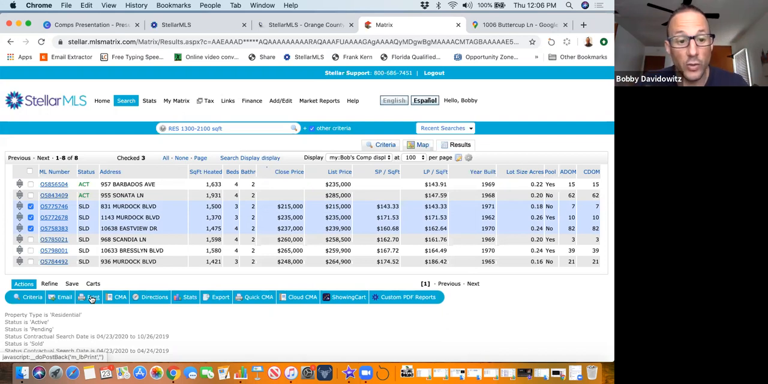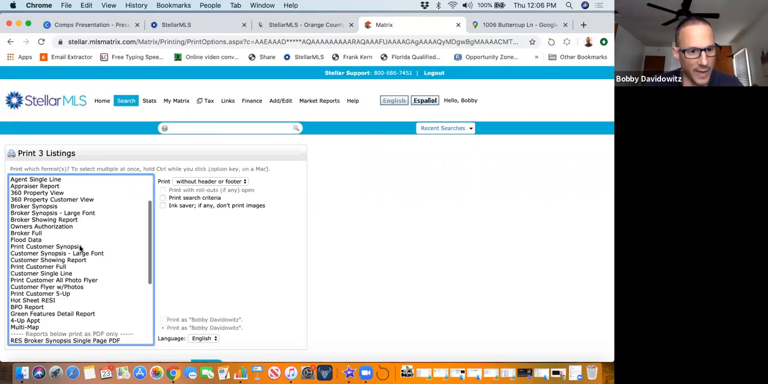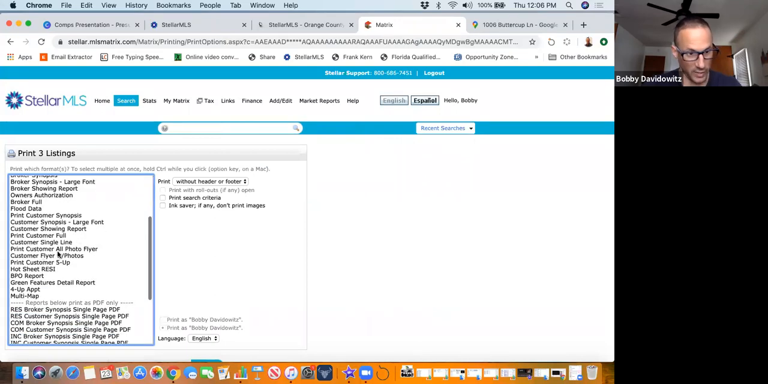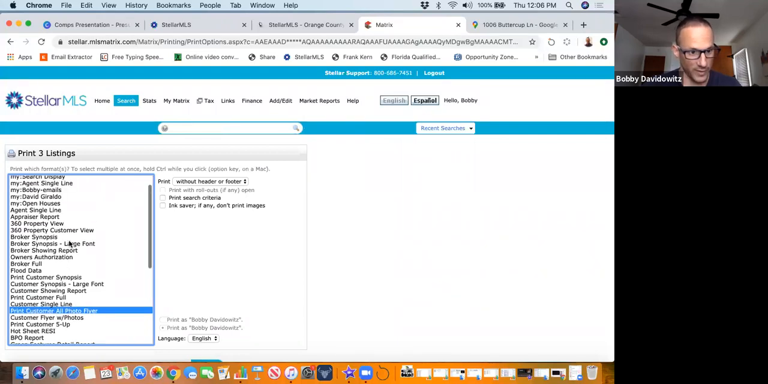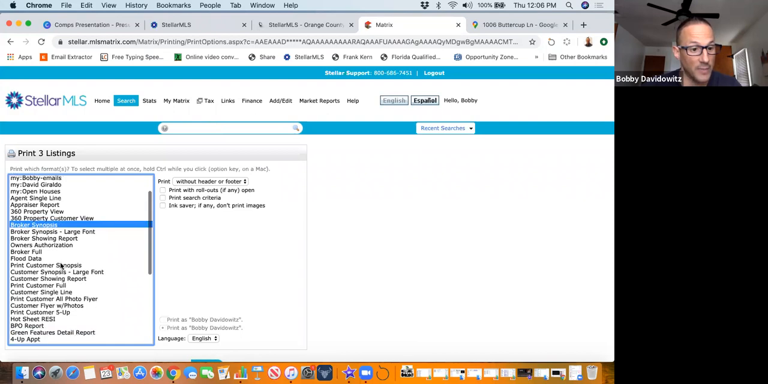Now, one thing that I would do if I was going to do it in this basic way, if you want to do it basic like this, I would also print out the pictures. So if I press print here, you'll see it gives me options of what I can click. If you click here, more, these are all the things I can print. I can print the customer all photo flyer. But the ones that you use the most are the broker synopsis, which gives you the agent information and the stuff that goes only to realtors. And then you can print out the customer synopsis as well. So print customer synopsis, that's what I use the most.